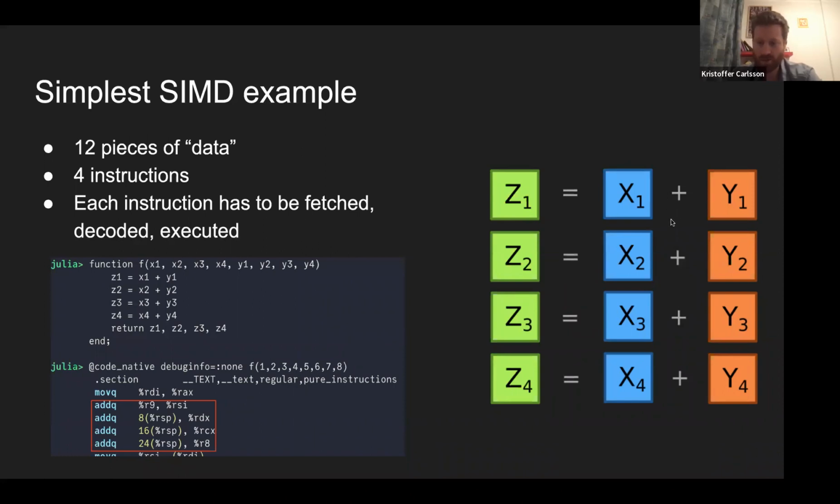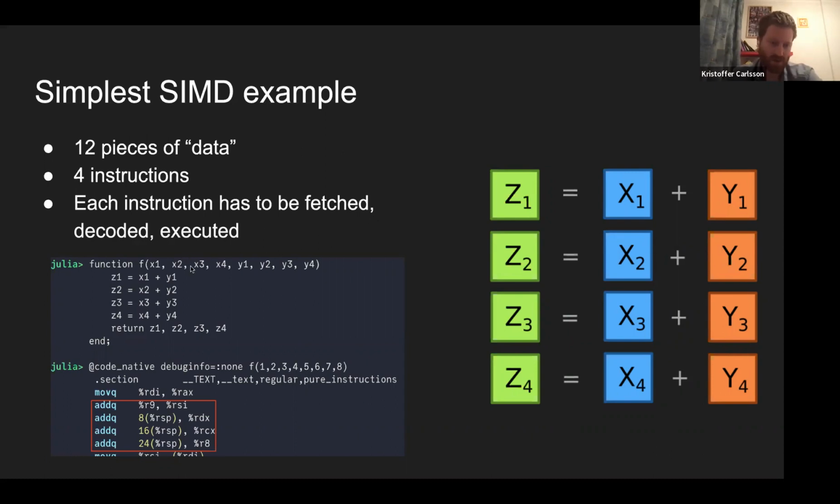Depending on how you count it, we basically have 4 additions here, and then you could say that we have 4 assignments as well. But all of these instructions have to be fetched by the processor, decoded to figure out what it's going to do, and executed, all 4 of these.